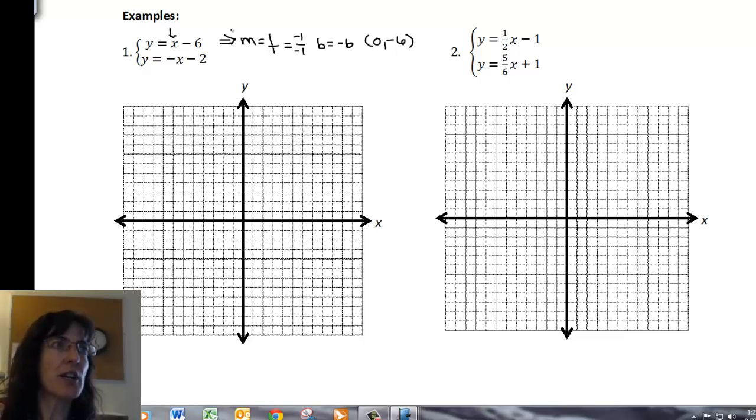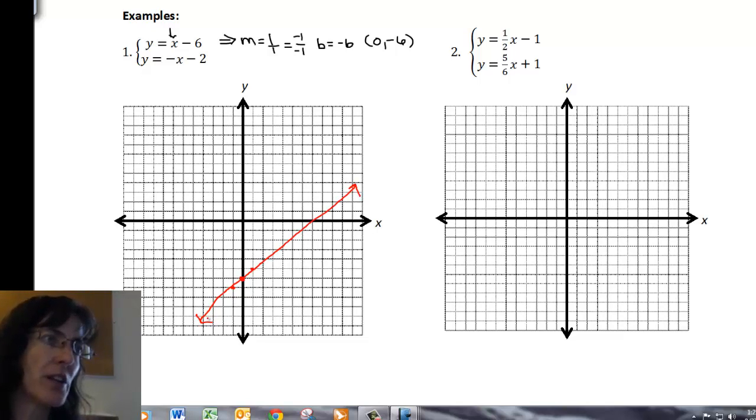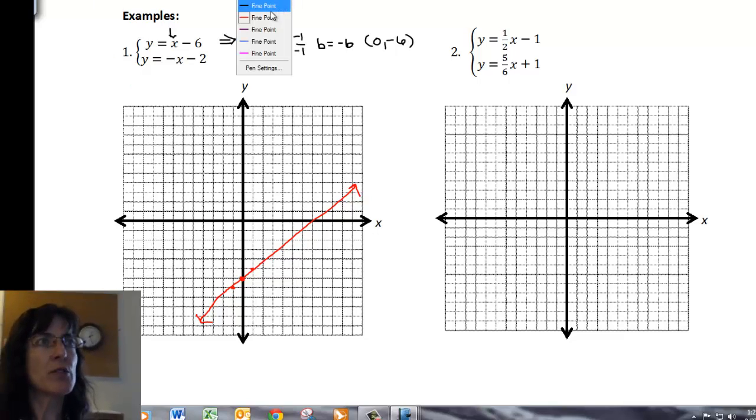So 0 in the x direction, let me change colors so we can see it, 0 in the x direction, 1, 2, 3, 4, 5, 6, all the way down to right there. That's (0, -6). Now I can use my slope, negative 1 over negative 1, or I could use the positive 1 over positive 1 first. A rise of 1, a run of 1 puts me right there. And back to my original point, a rise of negative 1, a run of negative 1 puts me right there. Now if I graph this and make a line, it's going to look something like this with an arrow on each end. That was my first line in the system.